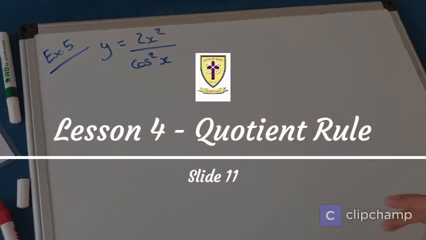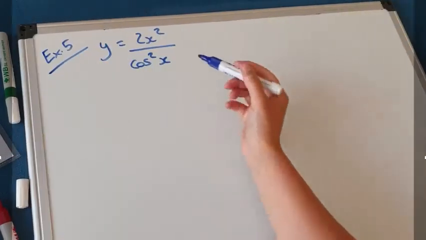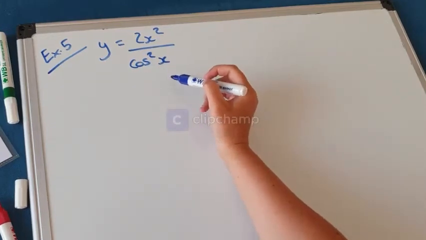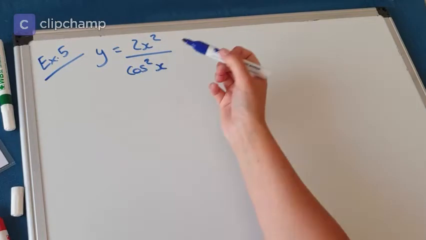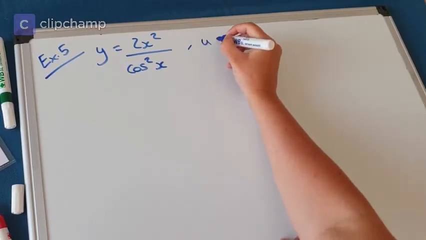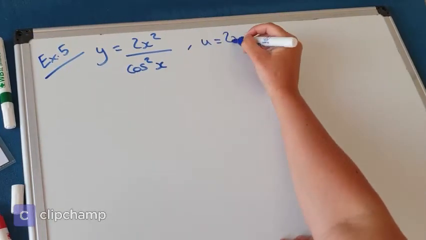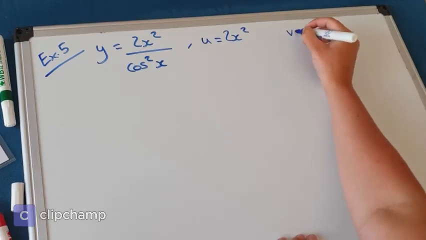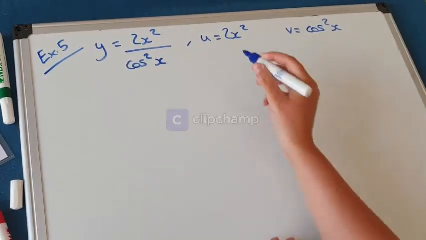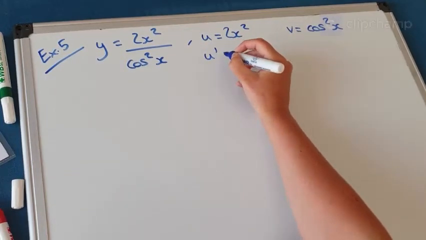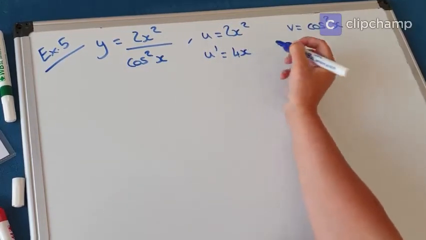And the final example, example number 5, again, it's getting a wee bit more complicated again. We've got a trig function, but we've got it to a power here. So usual way, u equals the numerator, which is 2x squared, and v equals cos squared x. This one's nice and straightforward. u dashed will be 4x.